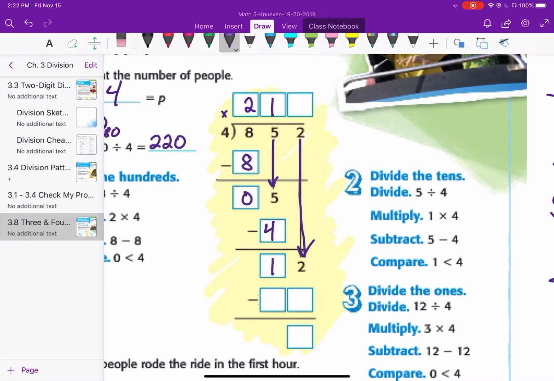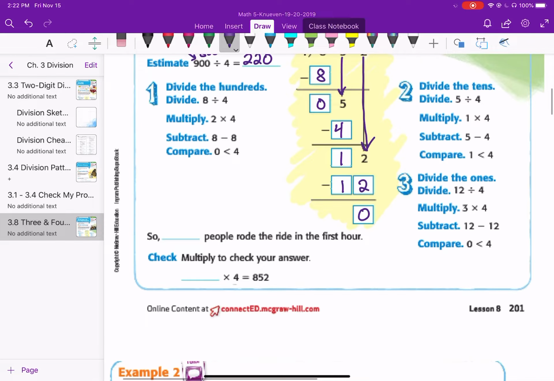Now I'm looking at 12. 4 goes into 12 how many times? 3. So 3 times 4 is 12. I subtract, I have 0. So I have no remainders. So our answer would be 213 people rode the ride in the first hour. And that would be if they rode the same number of people for each hour. Well, that would work out.